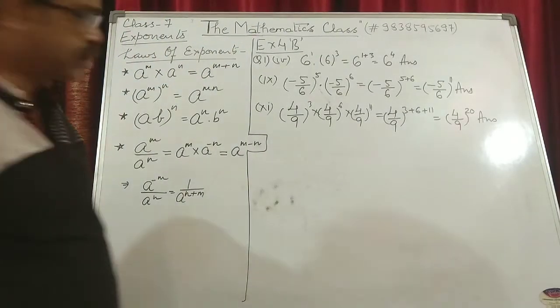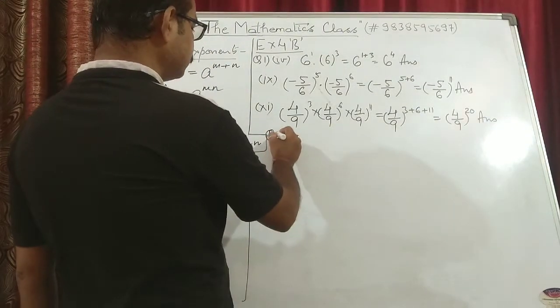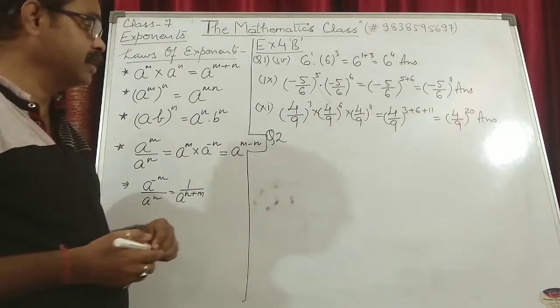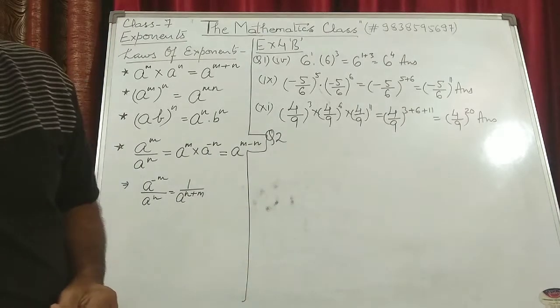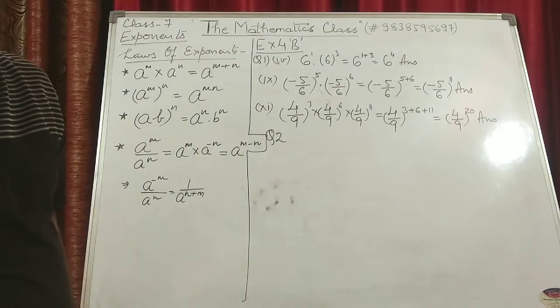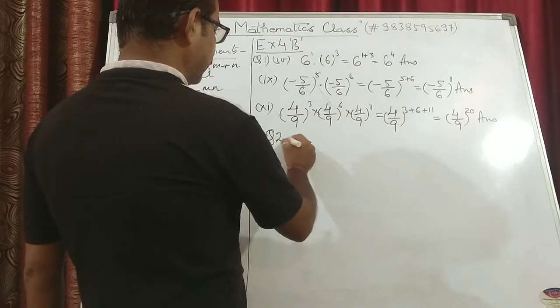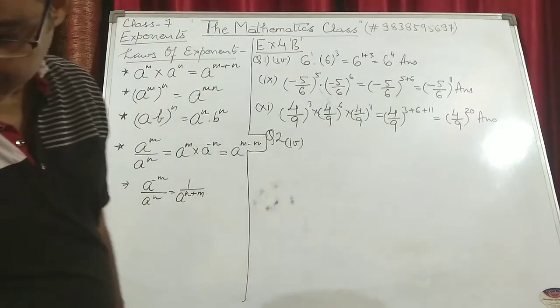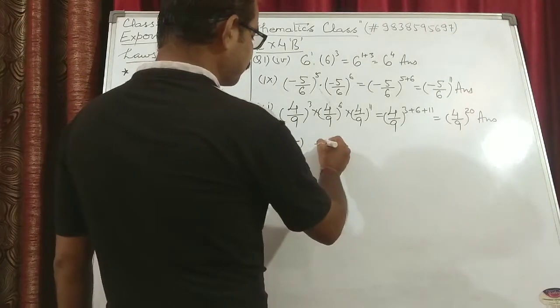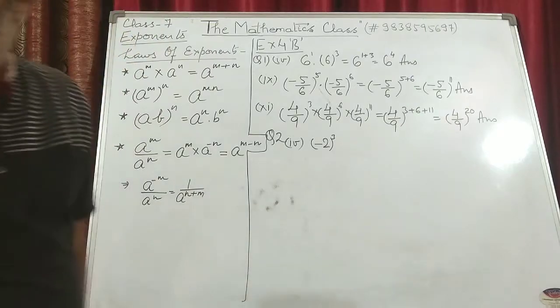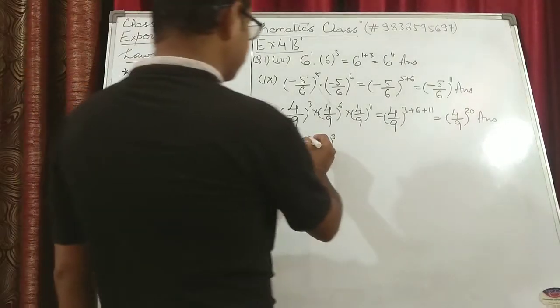Now we move on to question number 2. In question number 2, it is simplify and express the result in exponential form. So let's take fourth part. I am taking the fourth part, and this is minus 2 to the power 3 and whole power 4.